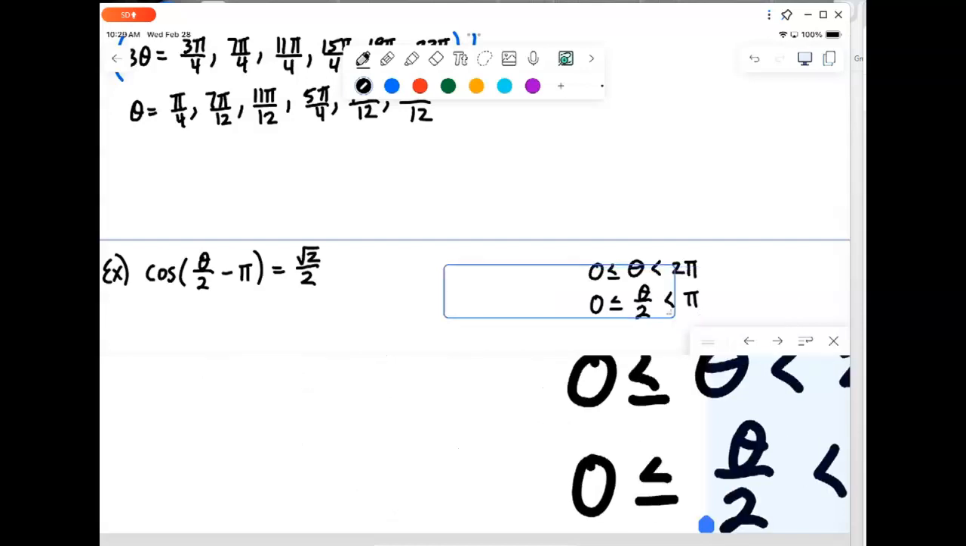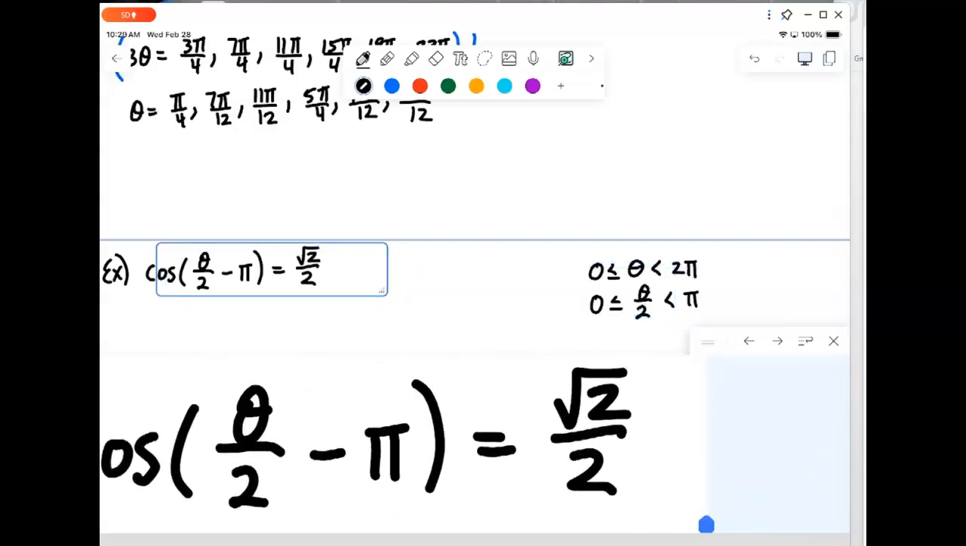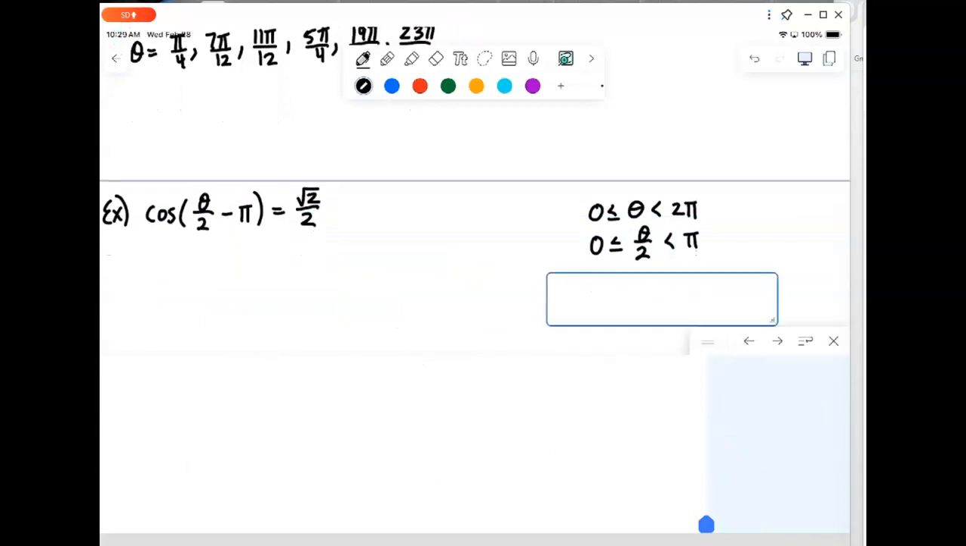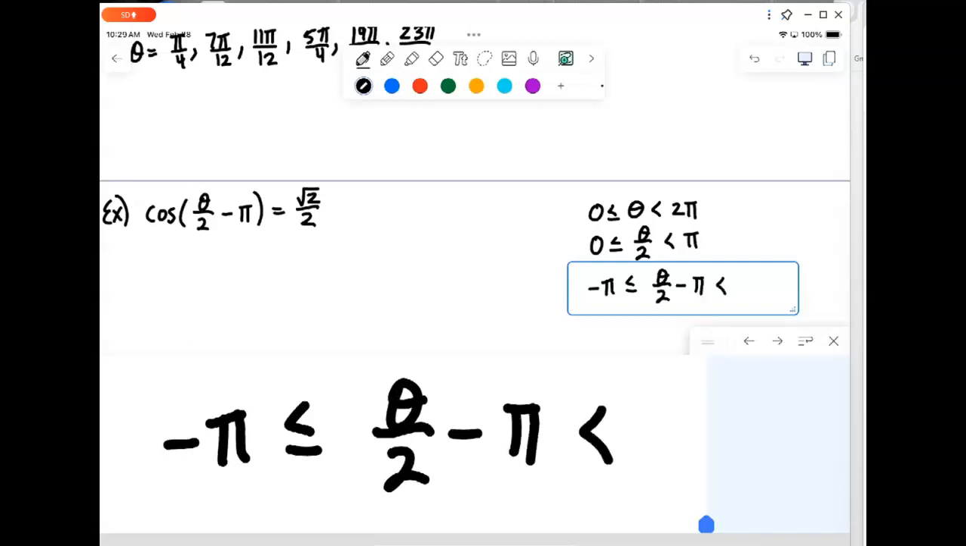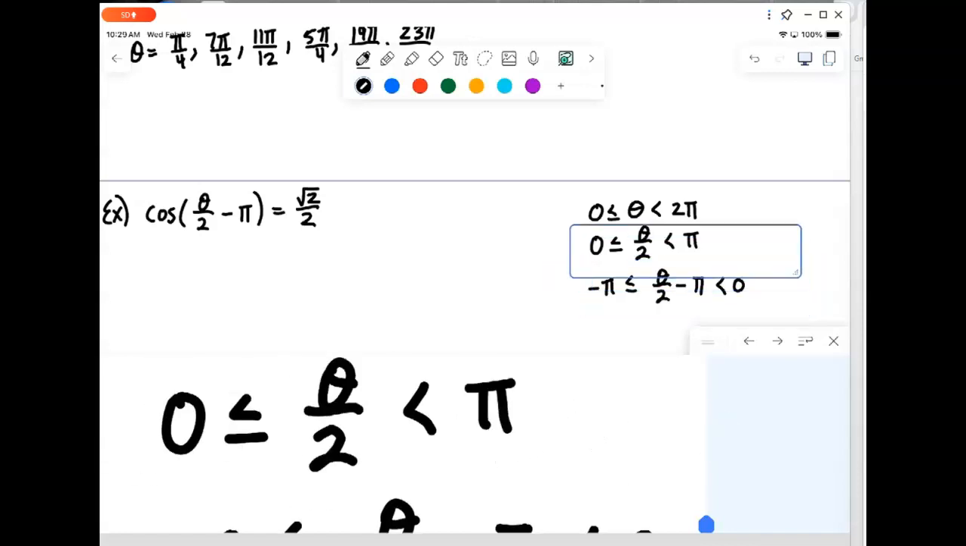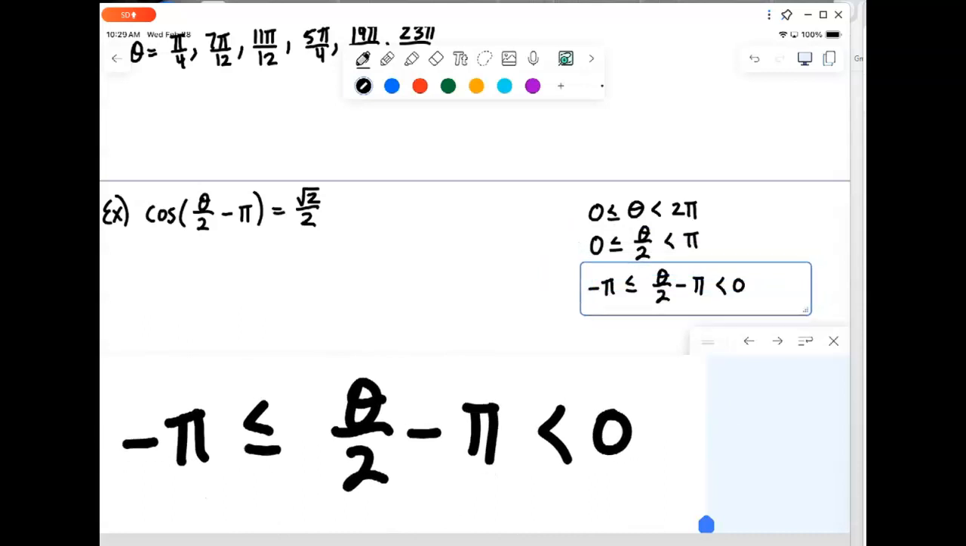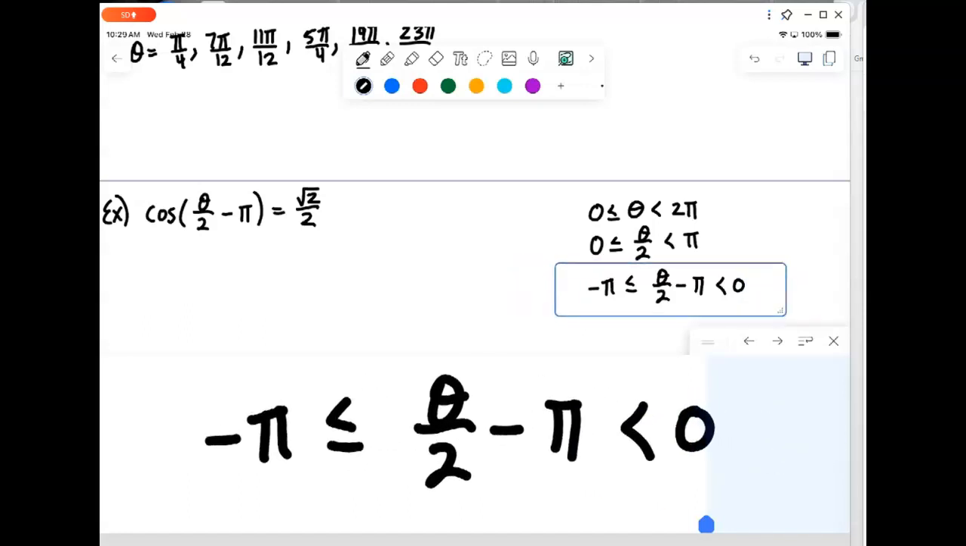And then I need to bring the pi over. So subtract pi from everything. That gets me negative pi less than or equal to theta over 2 minus pi less than 0. So that now everything is in the acceptable range now. So we now have our acceptable range, which happens to be not within one full turn about the circle, but rather a half turn backwards, the other way only.